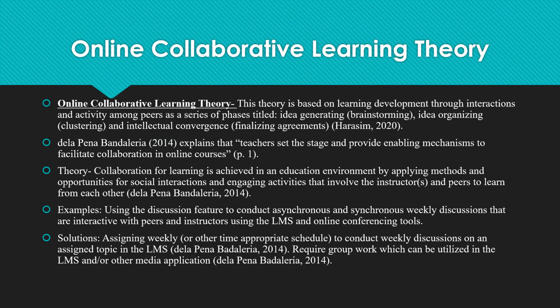To help explain the online collaborative theory, Harrison explains that this theory is based on learning development through interactions and activity among peers as a series of phases titled idea generating, idea organizing, and intellectual convergence. Examples that could be used for this theory are using the discussion feature to conduct asynchronous and synchronous weekly discussions that are interactive with peers and instructors using the LMS and online conferencing tools.